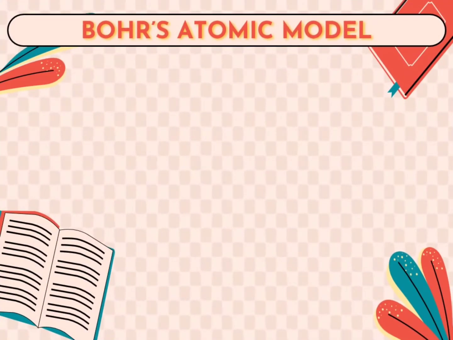Okay guys, so next we are going to learn about the Bohr atomic model. Bohr is actually the name of the scientist. His full name is Niels Bohr. Niels Bohr suggested a model for the hydrogen atom that predicted the existence of line spectra. Niels Bohr also used Planck's and Einstein's idea about quantized energy.